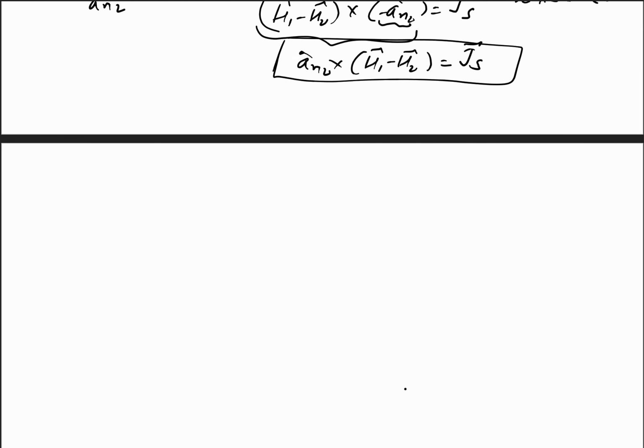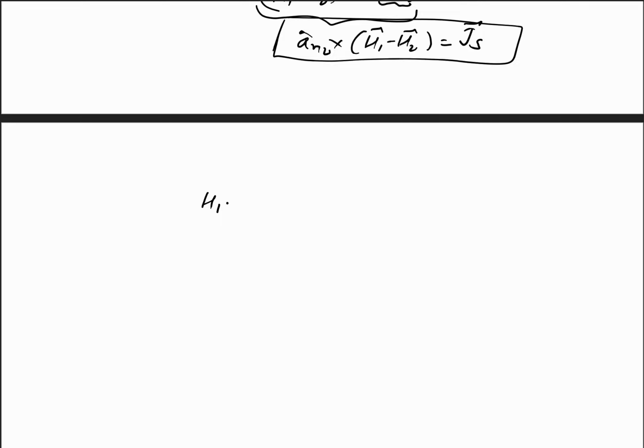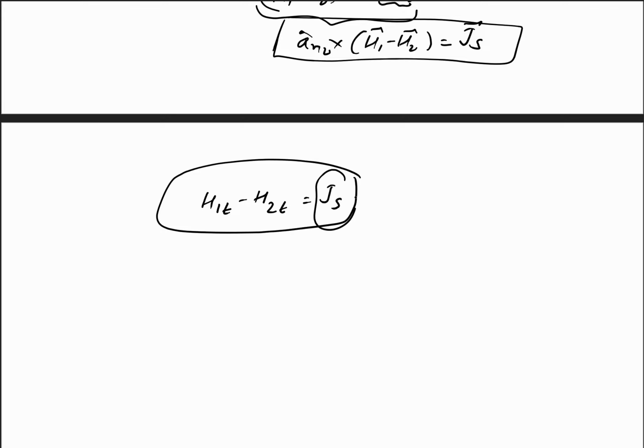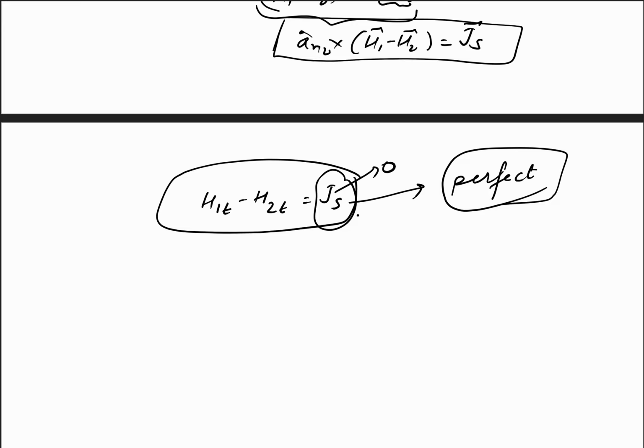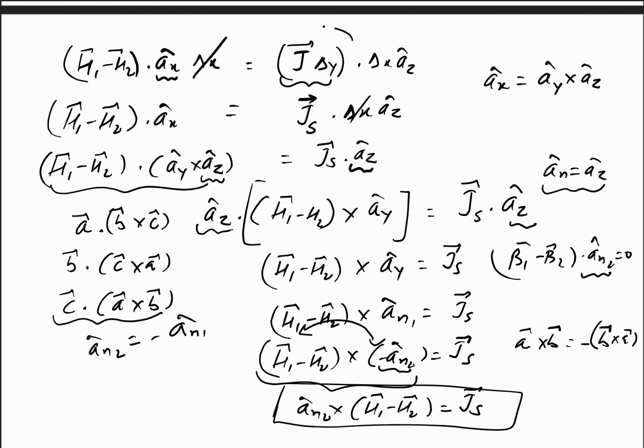Okay, so now in this way I can write this as H1t minus H2t is equal to JS in the scalar component form. It implies that the tangential component of the magnetic field intensity is discontinuous if and only if there is a surface current density, and this surface current density can only occur if we have a perfect conductor. So for normal practical cases, this is always going to be 0, because this volume current density cannot be a singular quantity to give us a non-singular or non-zero surface current density.